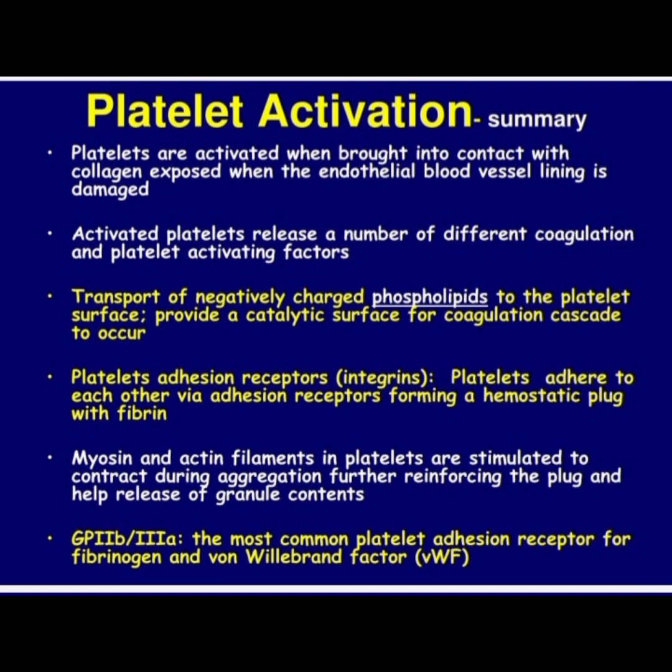Platelets adhere to each other through adhesion receptors, forming a hemostatic plug with fibrin. Myosin and actin filaments in platelets are stimulated to contract during aggregation, further reinforcing the plug and helping the release of granule contents. GPIIb and IIIa are the most common platelet adhesion receptors for fibrinogen and von Willebrand factor.